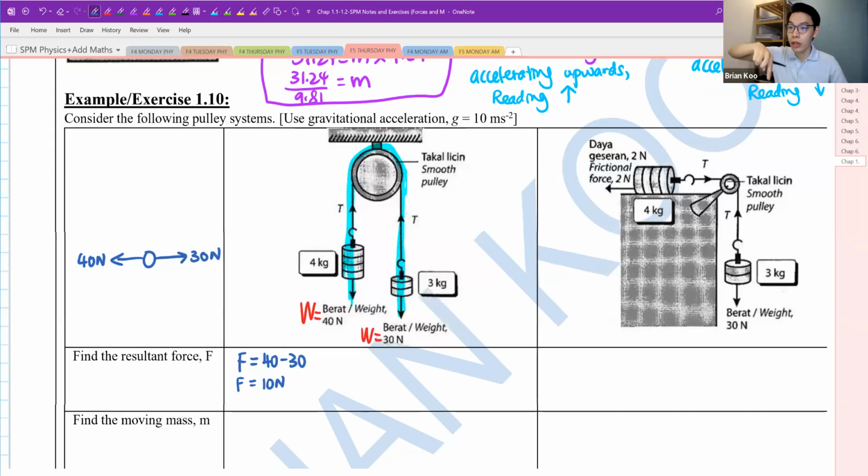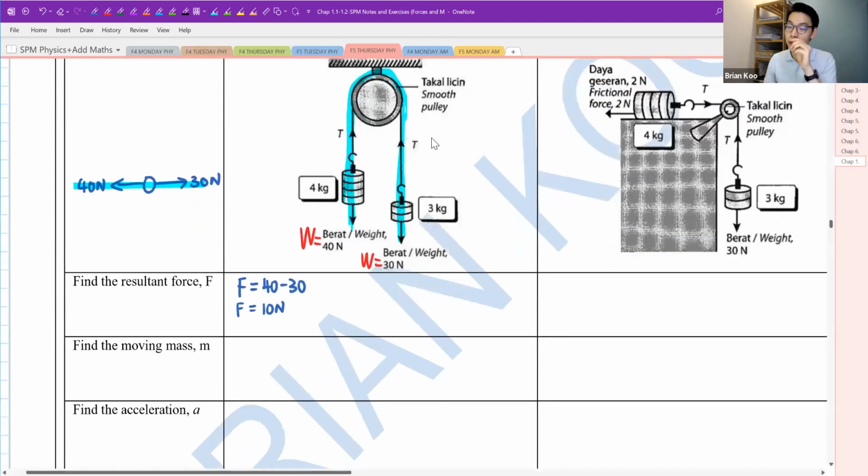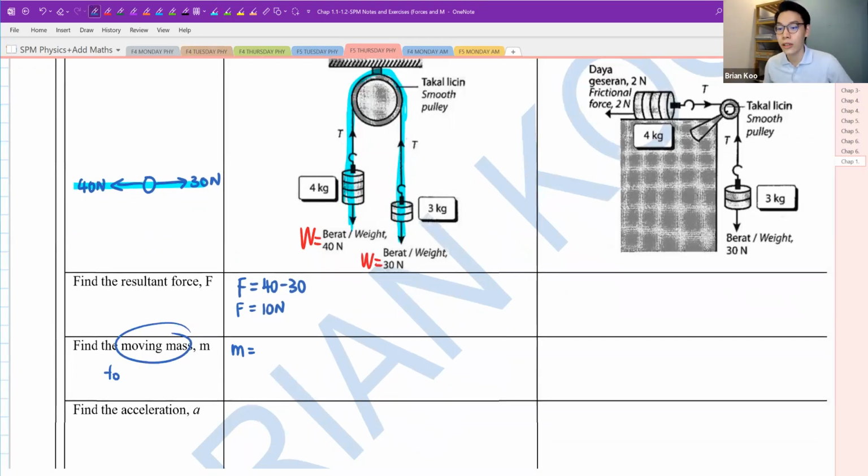Okay, because looking at this blue color line, the one that I highlighted, the 40 Newton is going this side, but the 30 Newton is fighting against it. It's slowing it down. Okay, next one. Find the moving mass. The moving mass means the total mass. Later I'll explain why we need the total mass, but it's 4 plus 3 kg.